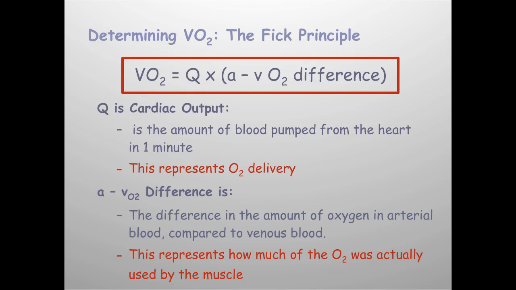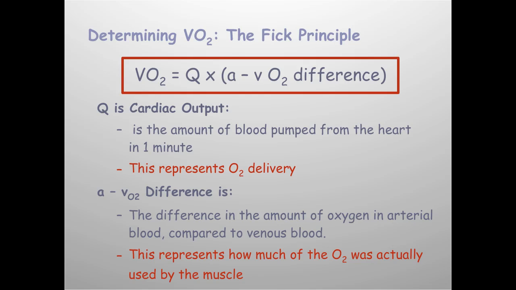So how much oxygen my body can use will be a function of how fast it's delivered in cardiac output and how much I actually use in terms of the muscle. The difference between the amount of oxygen in the artery compared to the vein is an indication of how much actually enters the tissue.